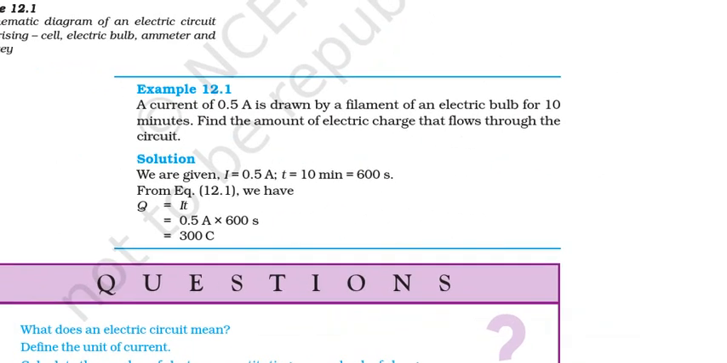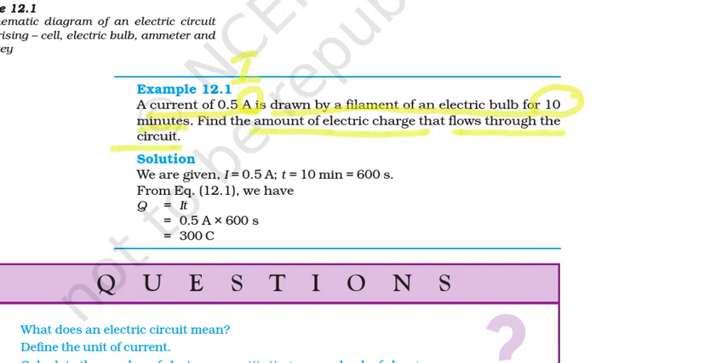Now see the question. While you are reading the question in the current chapter, you may get confused, so always focus on the units. Amperes is the unit for current. A current of 0.5 amperes is drawn by a filament of an electric bulb for 10 minutes. This is the time. Find the amount of charge that flows through the circuit.